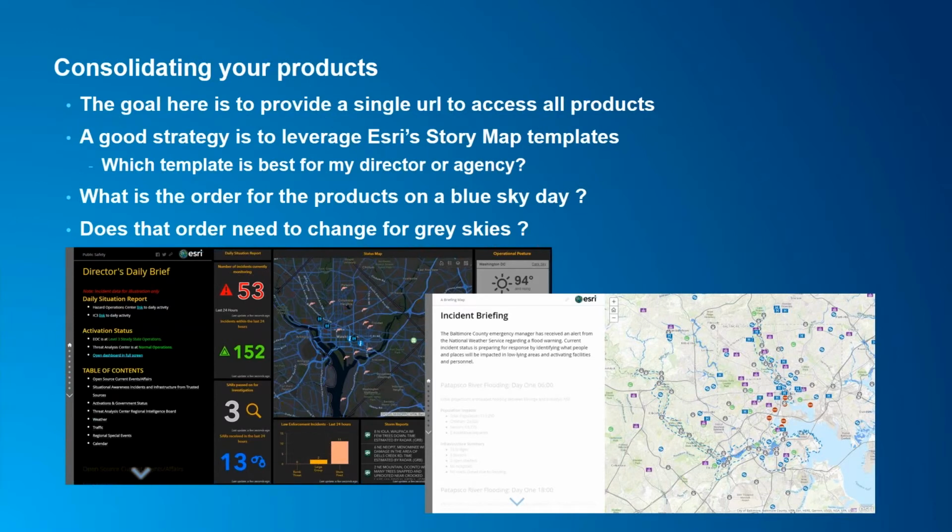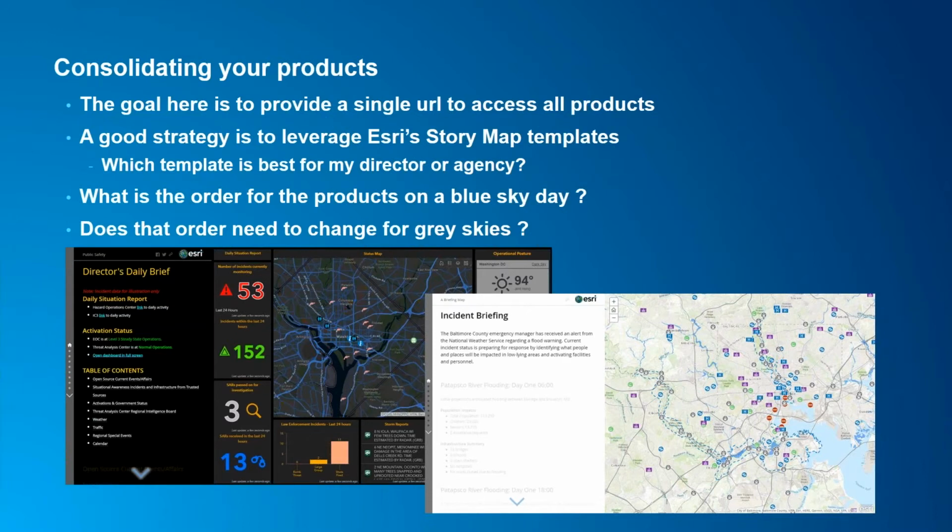The goal was originally that the director was receiving 20 or more reports every day. How do I provide single access to a URL that can be refreshed on a browser, and you've got access to all that information in one easy to find location? So the story maps we found have been an ideal medium to deliver that.